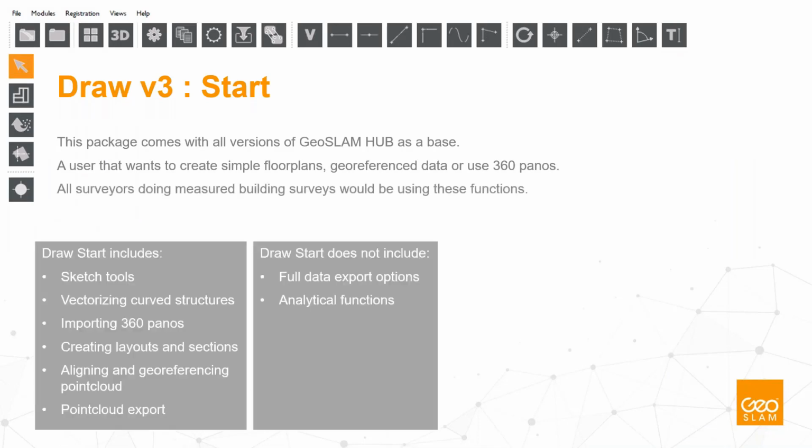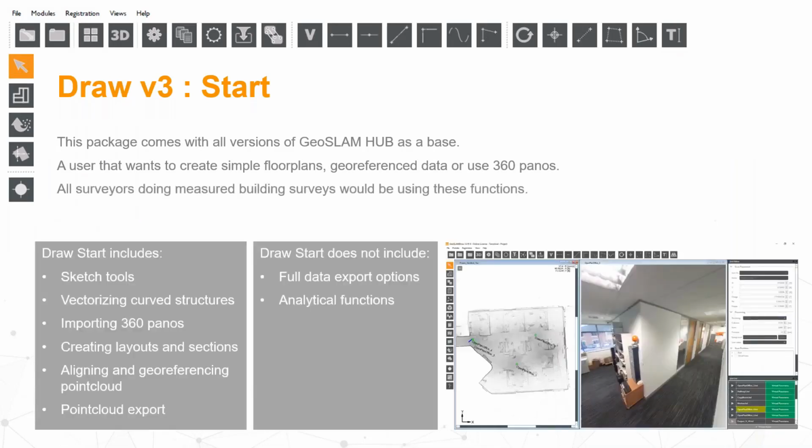So the first package, Draw Start. On the top of the window, you can see the available tools. Draw Start is available with every GeoSLAM Hub as a base, and it can be used for creating simple floor plans, aligning point clouds, georeferencing data with different methods, or using it with the ZEB panel and 360 images. What is missing with Draw Start is the full data import and export option and further analytical functions.